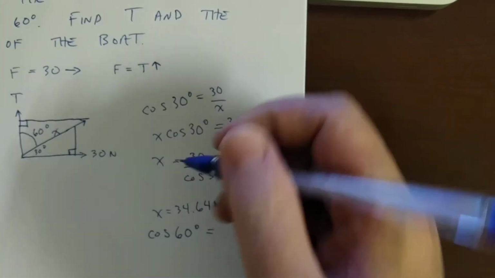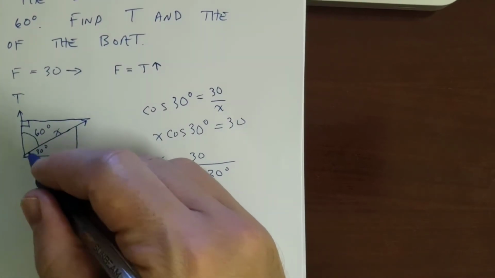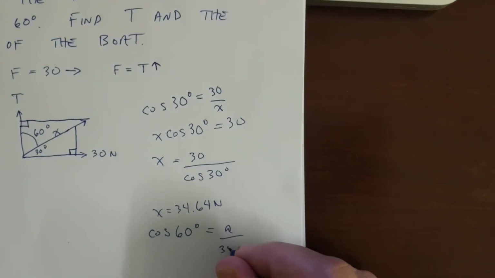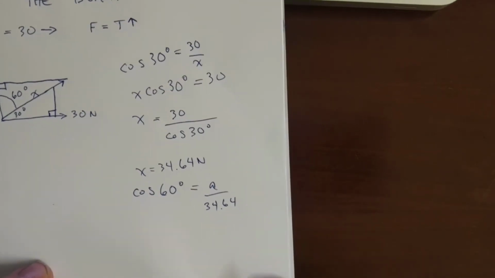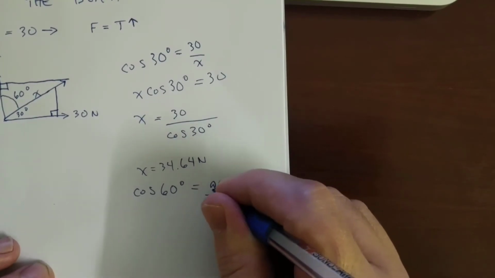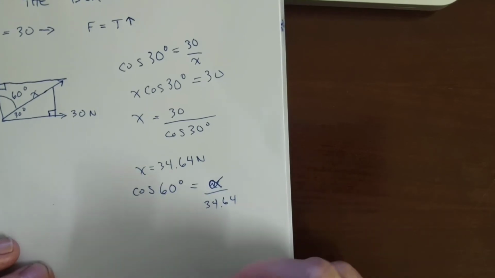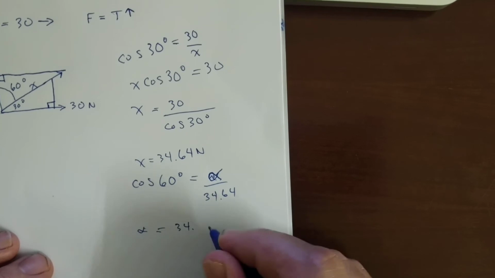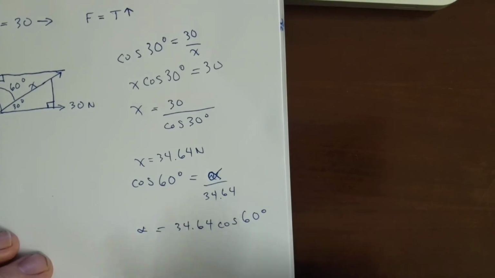Well, we have H, so we're trying to find this adjacent. Let's just call it A over 34.64. Now, A is kind of confusing. Can we call it alpha? I'm going to change this to an alpha because we have to find the acceleration also. Alpha usually is for angles, but we're just going to go with it anyway. So alpha is equal to 34.64 cosine of 60 degrees.